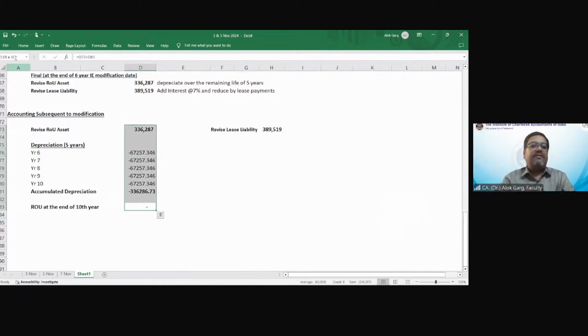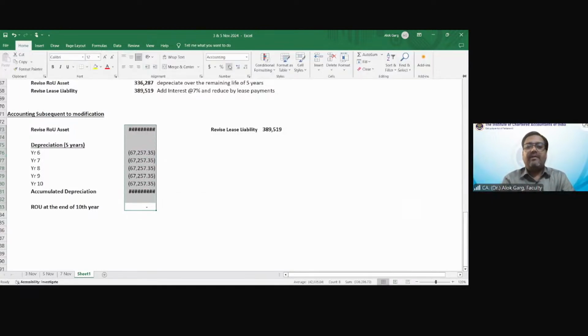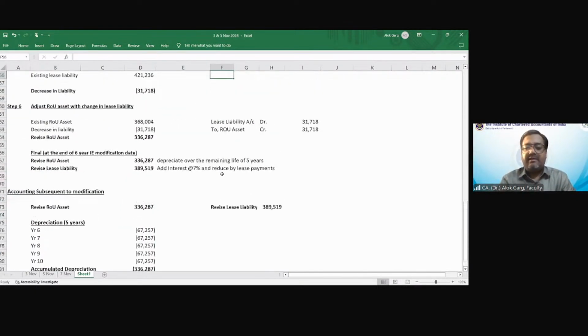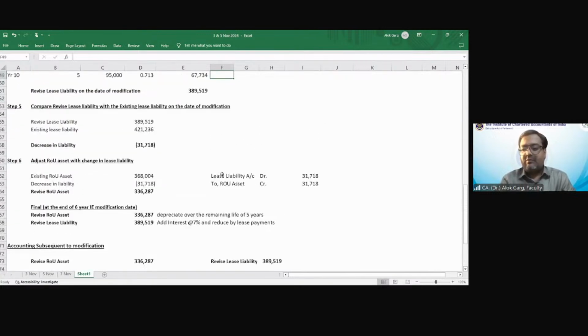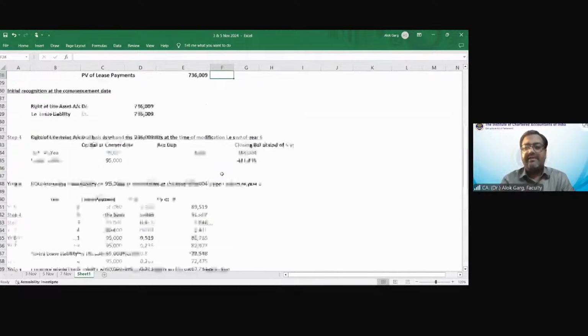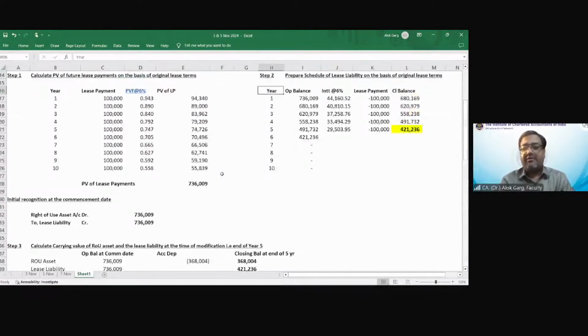Okay. Now revised lease liability. I think you guys have become experts in depreciation calculation and revised lease liability. In my last 3 classes and today's 1 hour class, I have done so many calculations so many times. Lease liability computation, year, opening balance.